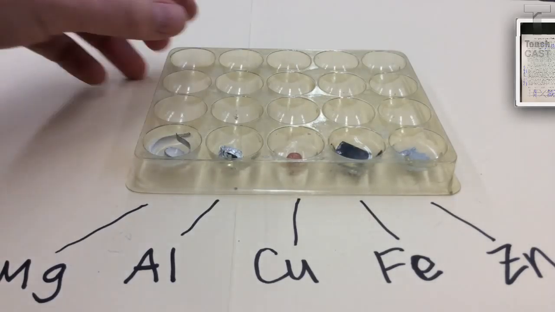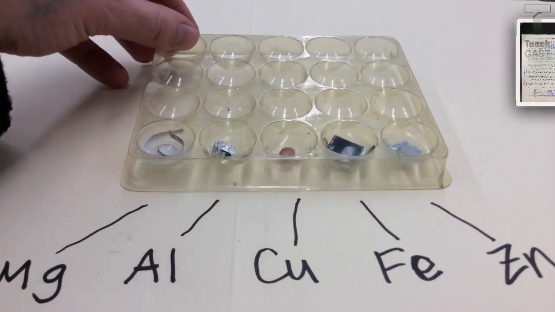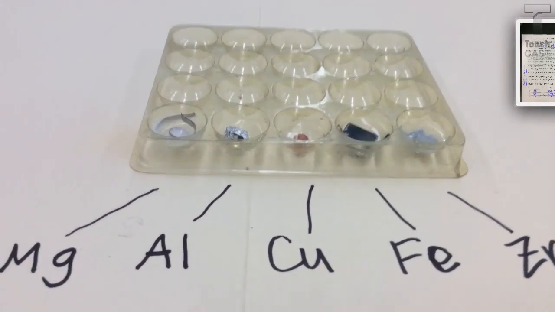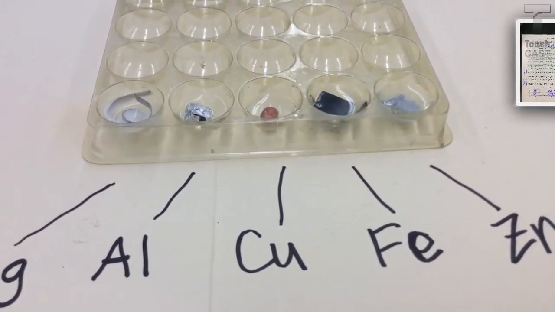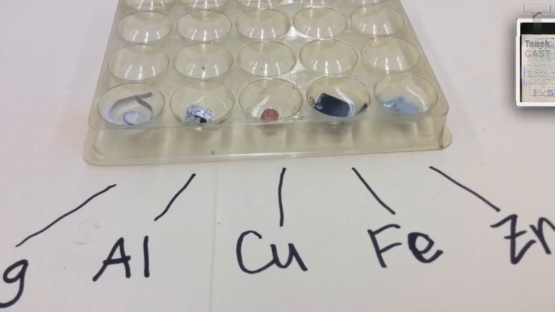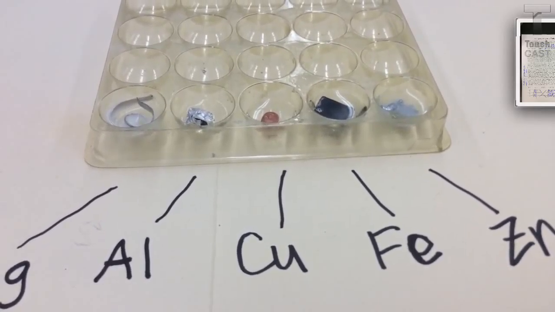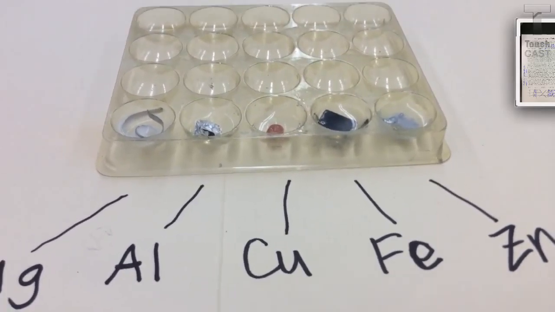Also, if you look carefully, you can see the zinc is reacting as well. If we can zoom in a little bit there, you can see bubbles forming there. And if you look at the aluminum, copper, and iron, there is no reaction at all.